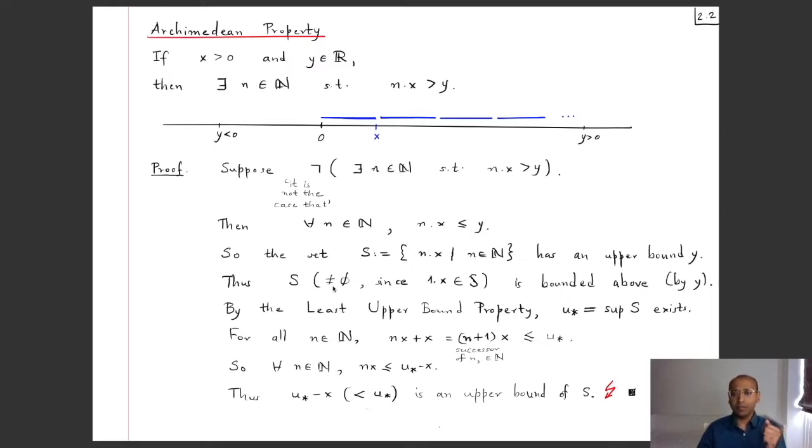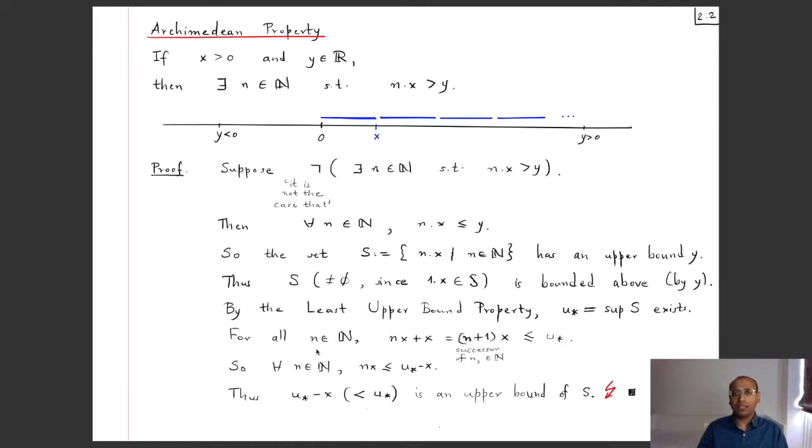So it's not empty. And we also know it is bounded above. So by the least upper bound property, we have a least upper bound for this S. Let's call it U star. So U star, which is the supremum of S, exists.